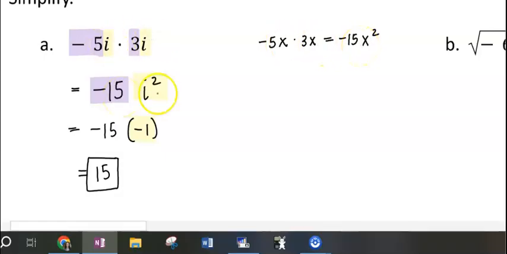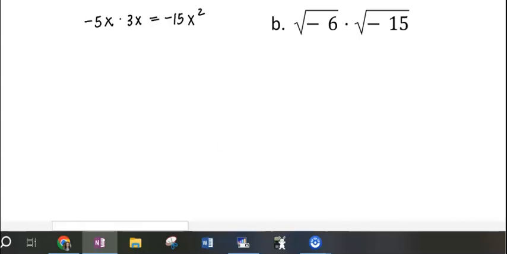Same thing, i times i makes i squared, but like we learned, i squared you always have to replace and simplify that down to negative 1. So now you have to multiply negative 15 by negative 1 to get your final answer, positive 15.